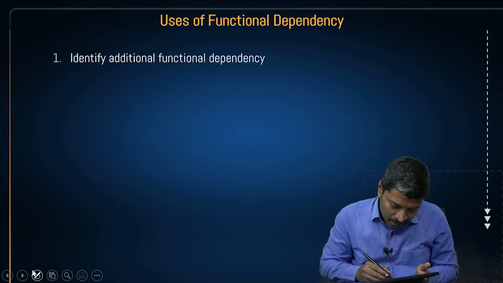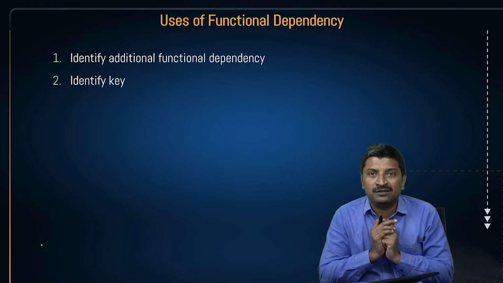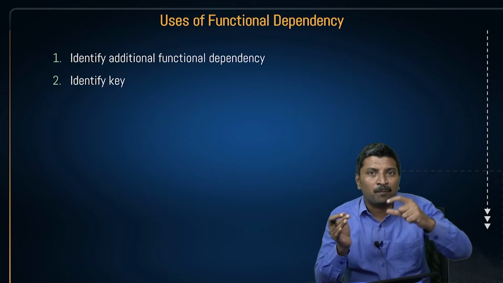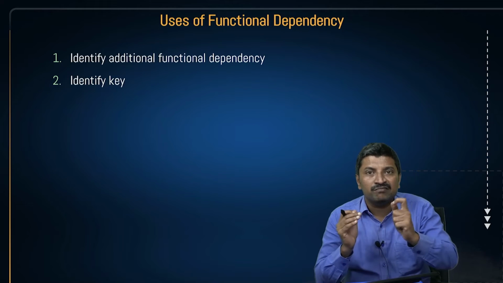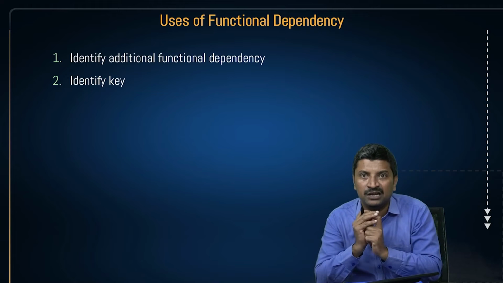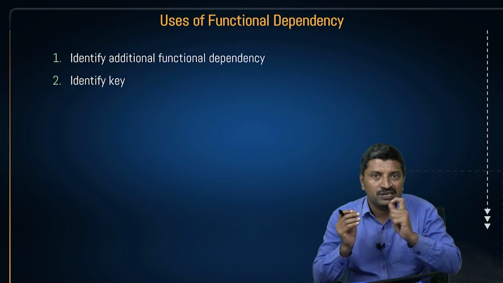Okay. What about the next one, sir? Identify key. This is very, very important with respect to our GATE exam. By the use of functional dependencies, we can identify the possible keys for a given relation instance and the candidate keys for the given relation. Is that clear?